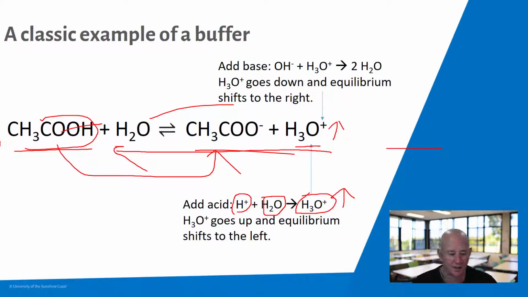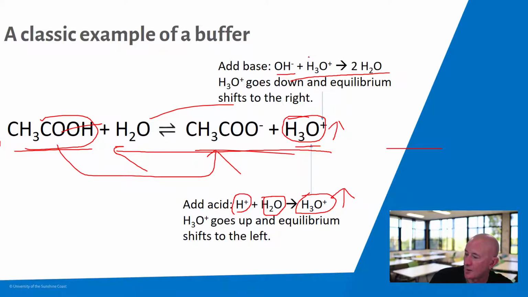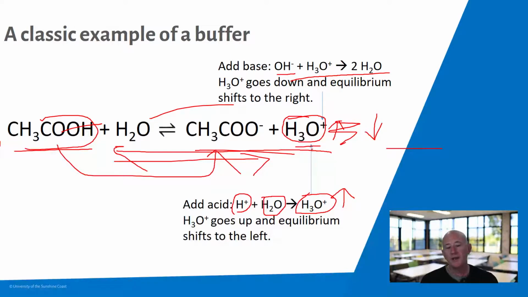What about the other way around? What if we add base? This is the simplest way to look at it, and it's easy to get confused with this stuff. If I add base, then you're getting a reaction going on where you're using up H3O+, so you would expect the H3O+ concentration to go down. If that's going down, according to Le Chatelier's principle, the equilibrium will move towards the right to counteract the imposed change.